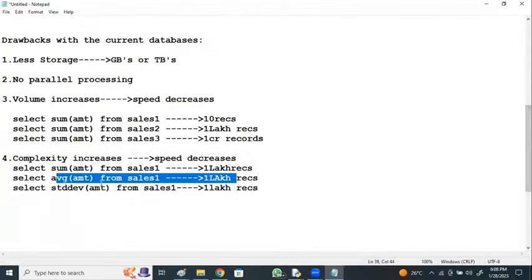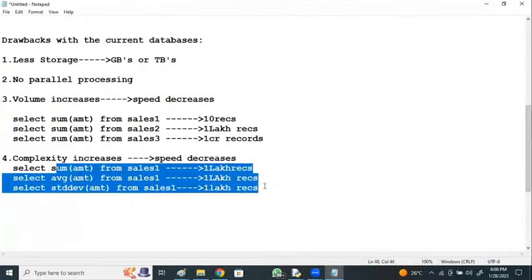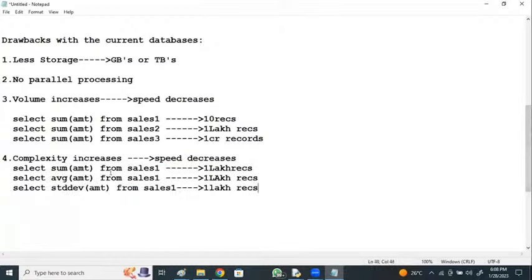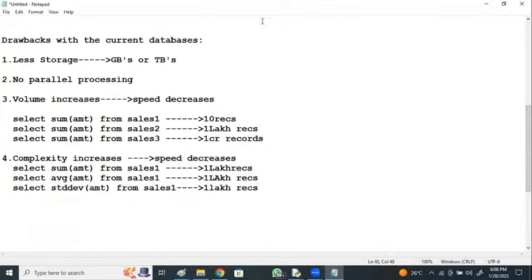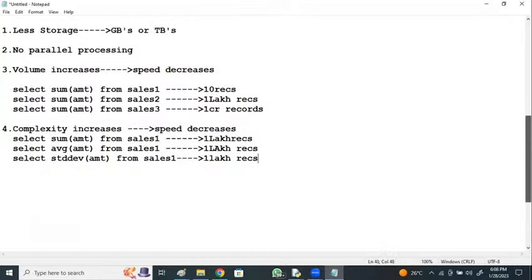So here, query to query, as well as this, query to query, as complexity increases, speed decreases, right? Yes. And the major drawback with databases, right?